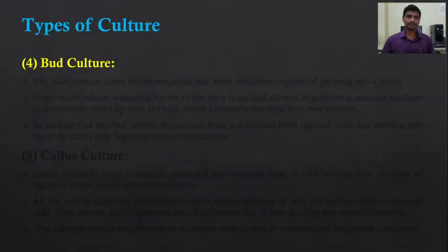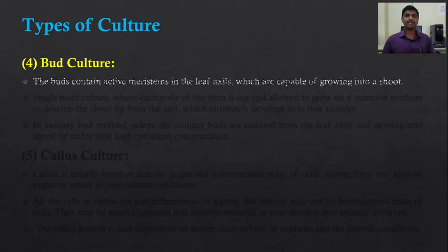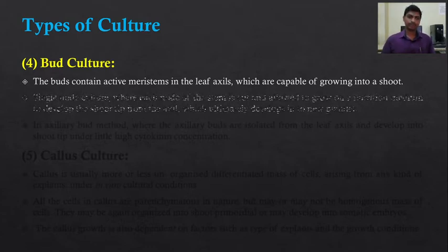Next to this is the bud culture. Here bud has been used as an explant. Buds contain active meristem in the leaf axil. Buds that are present on the nodes, that can give rise to the lateral branches, are used for the culture. So it is a bud culture. It possesses active meristematic tissue which is present at the axil of the leaf, and such buds are capable of growing into a shoot.